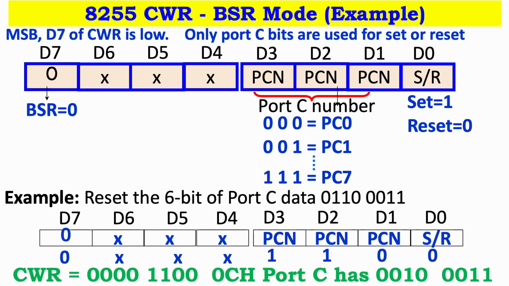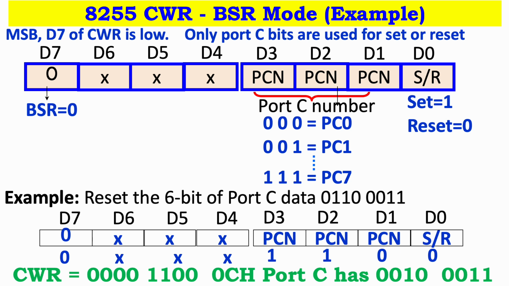Now we want to reset the 6th bit of this port C data. What is the 6th bit here? 1 is there. We want to reset that. We want to make it 0. So what is D0? We have to keep it 0. So the bit is automatically reset if you select the port C bit number as 110. Nothing but the bit number 6 will be reset, that is it can be set to 0.